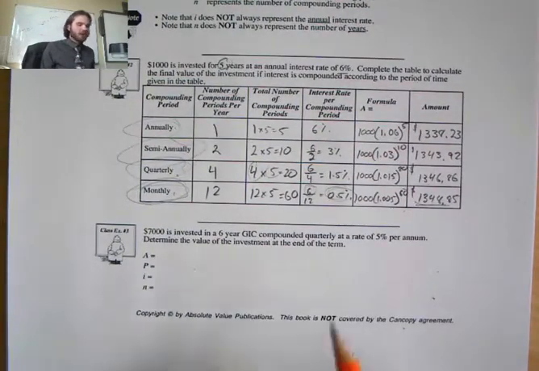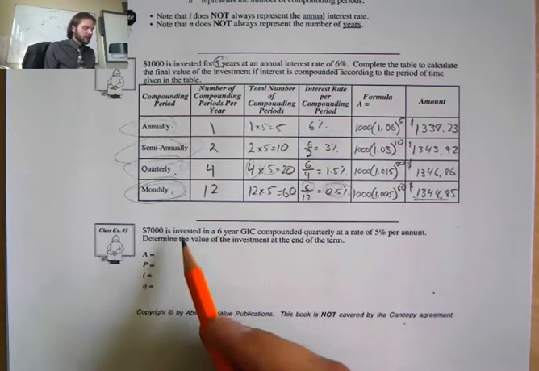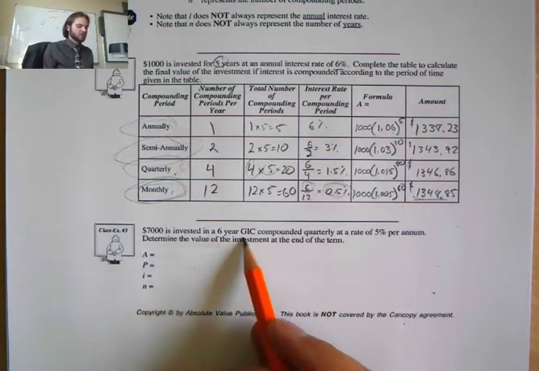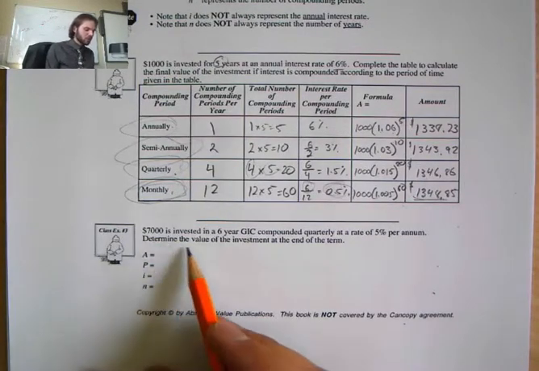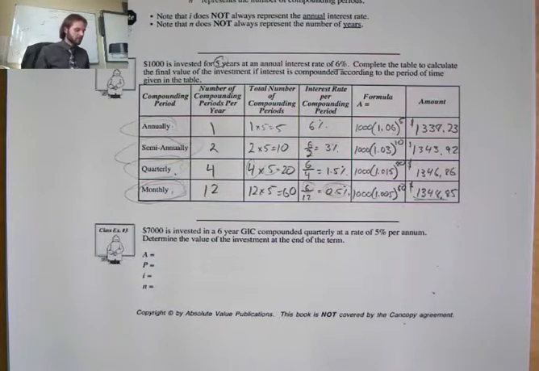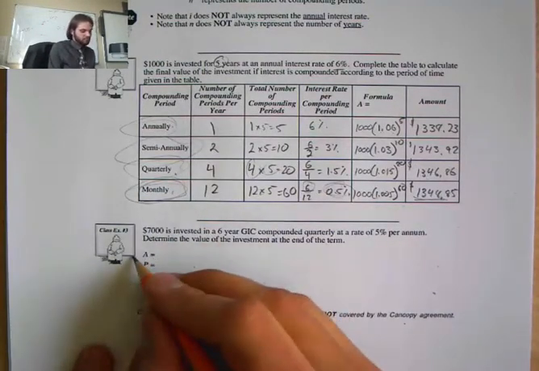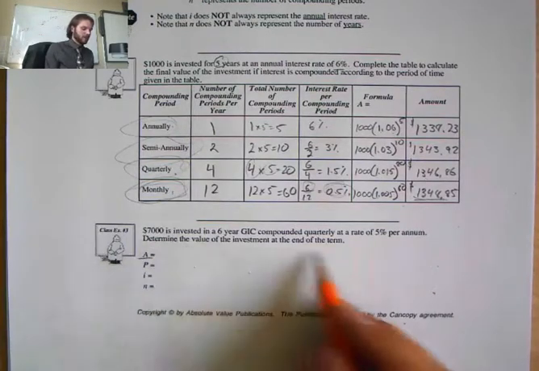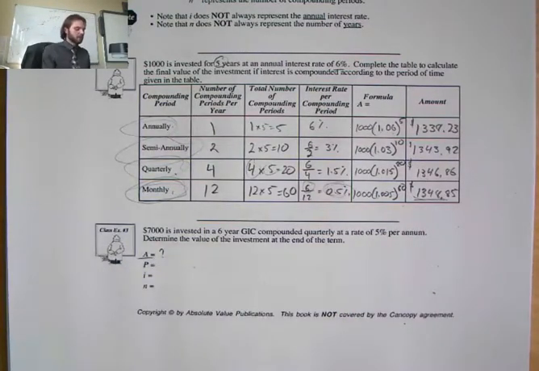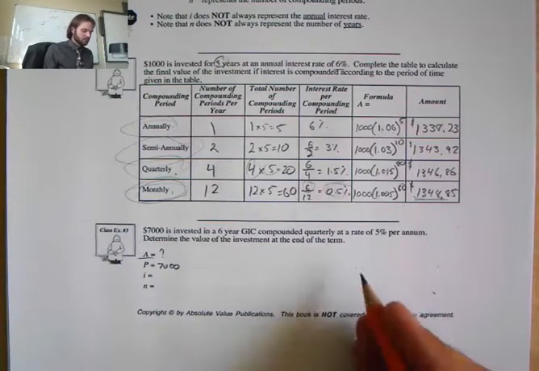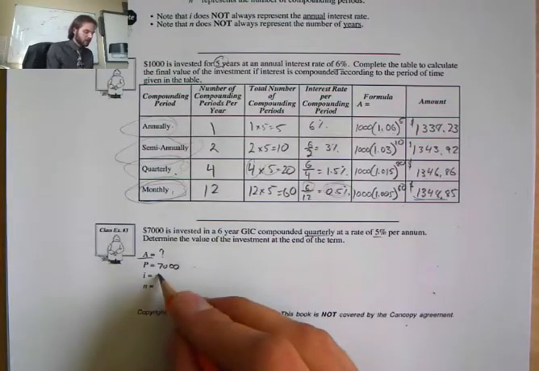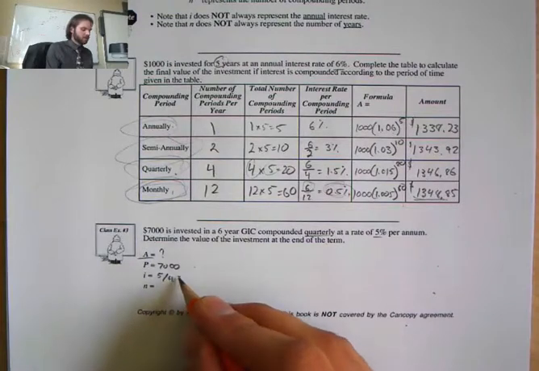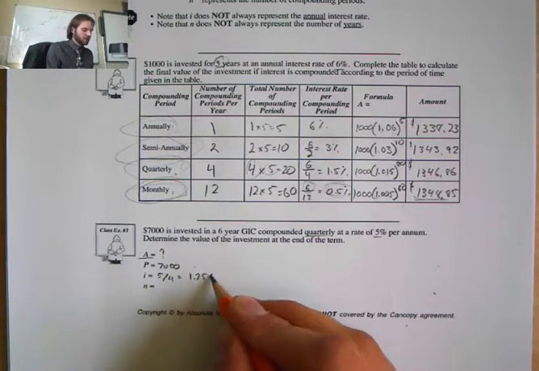Here we go. Let's take a look at question number 3. It says, $7,000 invested in a 6-year GIC, compounded quarterly at a rate of 5% per annum. Determine the value of the investment at the end of the term. So my amount, we want to figure out my investment at the end. That's what we're figuring out. My principal is $7,000. Okay? My interest is 5% per year and is compounded quarterly. So 5 divided by 4, because it's compounded quarterly, which is 1.25%.